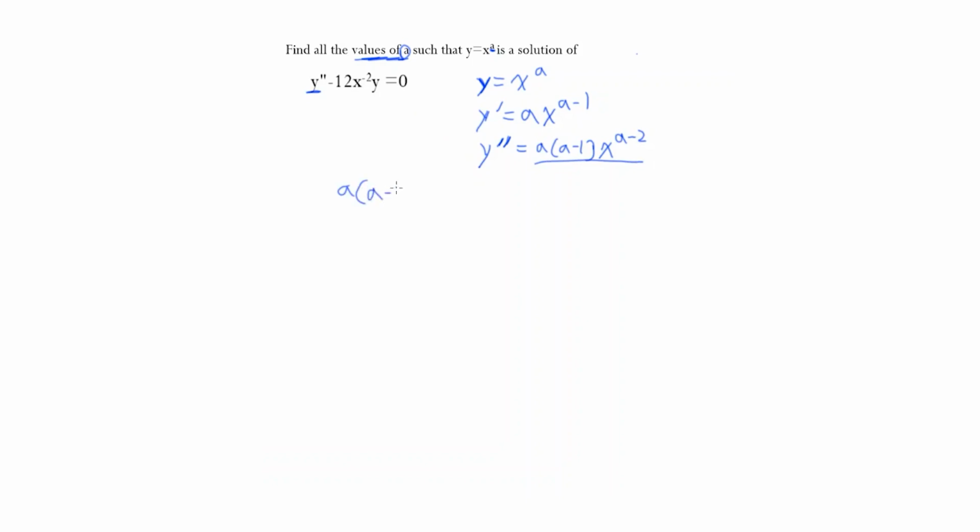A multiplied by a negative 1 multiplied by x to the a negative 2 minus 12x to the negative 2y is equal to 0. Now here's the problem. There's another y in here. We only want a's and x's. So we can get rid of the y by replacing it with x to the a. So a multiplied by a negative 1, x to the a negative 2.